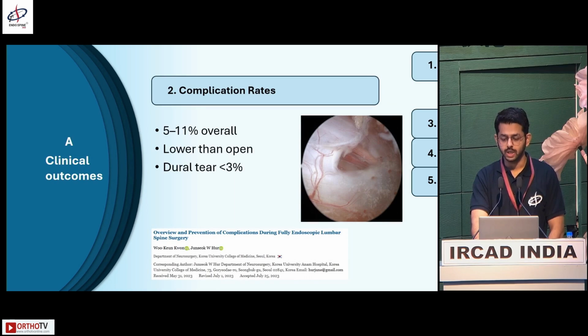Large series show complication rates of around 5 to 11%, which are lower than open surgery. Dural tear and nerve root irritation are uncommon, especially in experienced hands. However, many complications occur early in the learning curve, which is something young surgeons need to be prepared for.